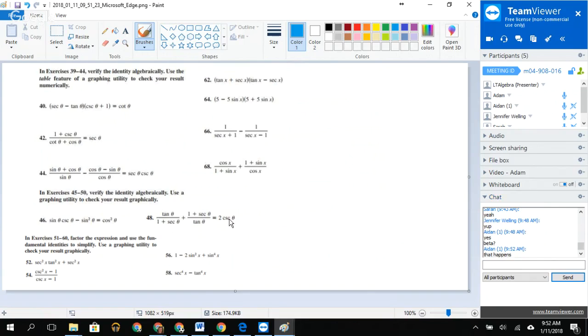I know. Sometimes there's just this one problem, Aiden, and you're like, why is this not working? Even with factoring, you're like, I know this factors.